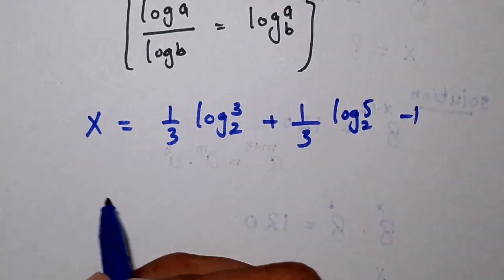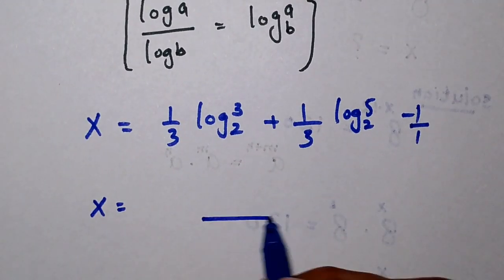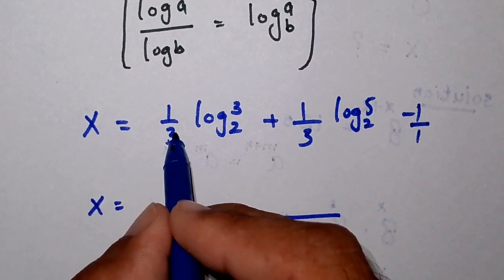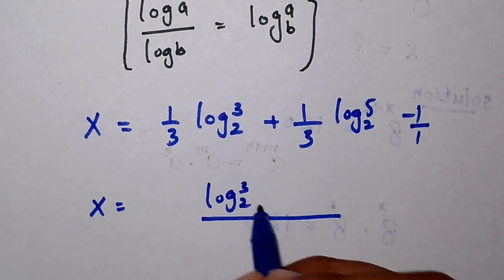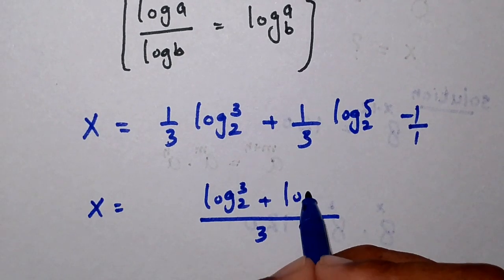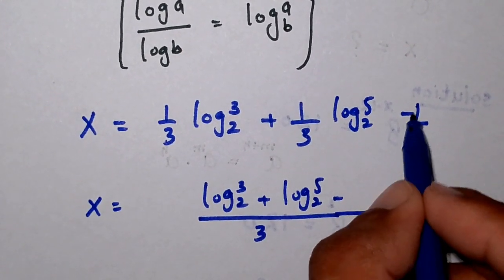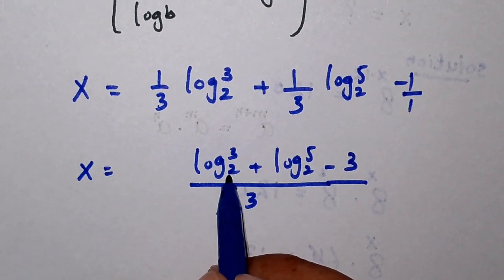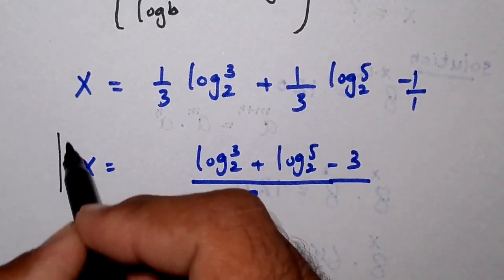Now in the next step, x is equal to, suppose this is denominator 1, so here the LCM is 3. So 3 divided by 3 is equal to 1, 1 time this becomes log of 3 of base 2, plus 3 divided by 3 is equal to 1, 1 time this becomes log of 5 of base 2, minus 3 divided by 1 is equal to 3, 3 times minus 1 is equal to minus 3. So x is equal to log of 3 of base 2 plus log of 5 of base 2 minus 3, divided by 3. So this is the final answer of this question.